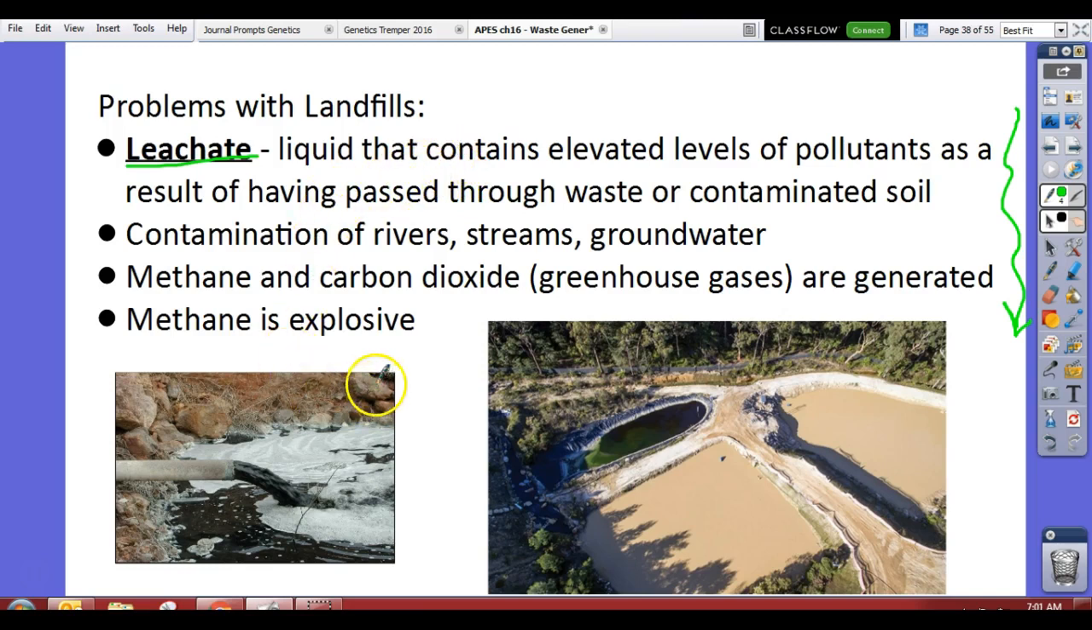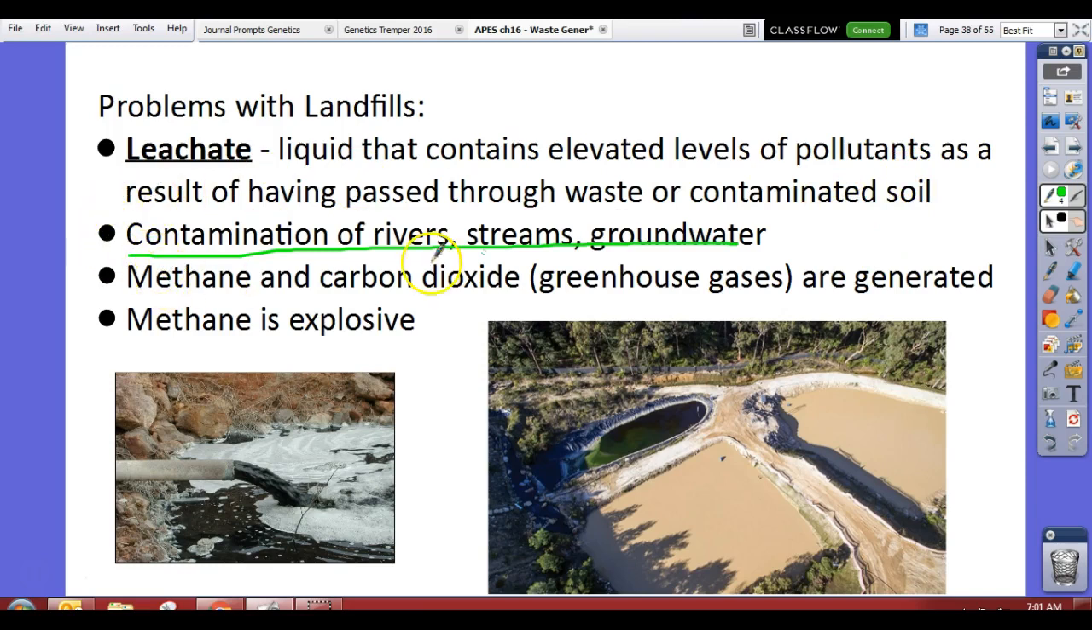We see some of this leachate, some of this runoff, very nasty. Here are some leachate pools. Gross. Okay. So they have these pools where it collects, and then it's sent to a waste treatment facility. So there's a couple different options for this. But imagine if any of these leaks, it's going to be a big problem. So we get contamination of rivers, streams, and groundwater.